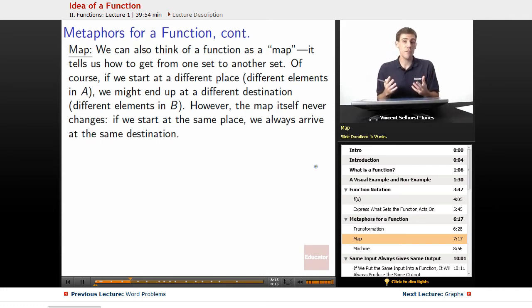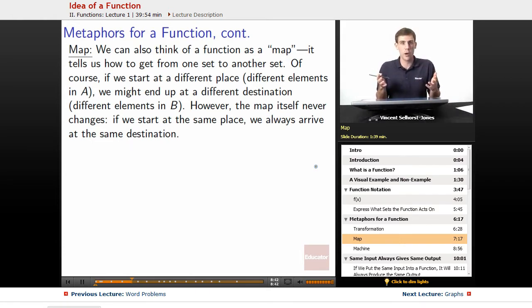The map itself, though, never changes. If we start at the same place, we always arrive at the same destination. So if we start in San Jose, California, and then we go 100 kilometers to the north, I actually have no idea where that is, but we will be 100 kilometers north of San Jose. And then if we start in San Jose again on another day, and then we go 100 kilometers north, we're going to wind up being the exact same place. And if we go to San Jose, and then we go 100 kilometers north again, we're going to wind up being in the exact same place.